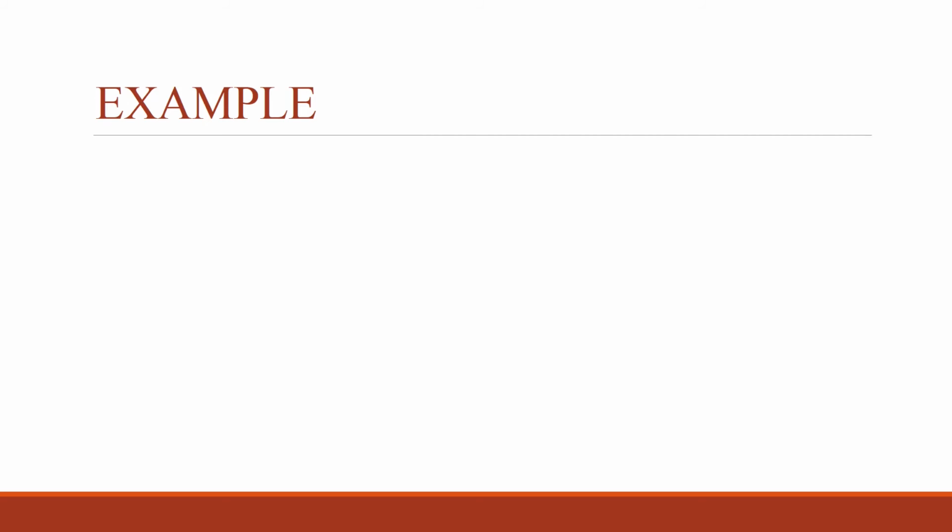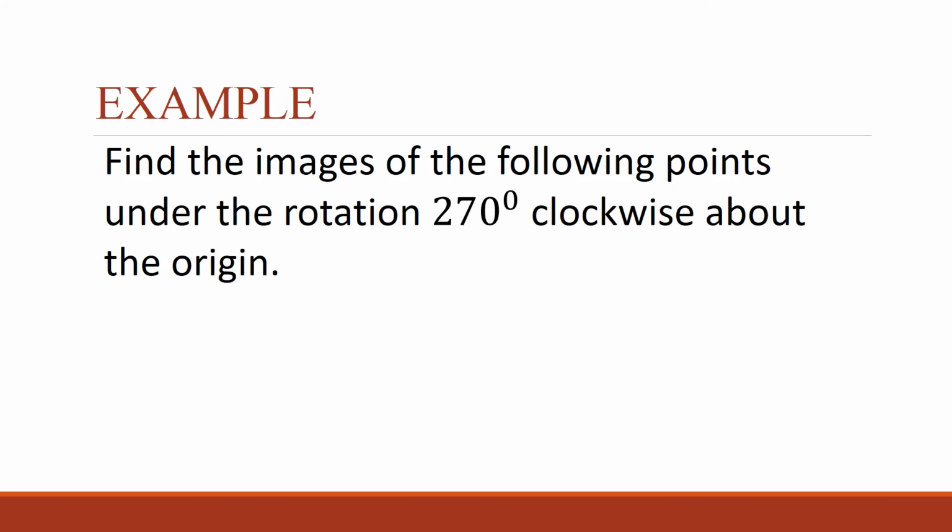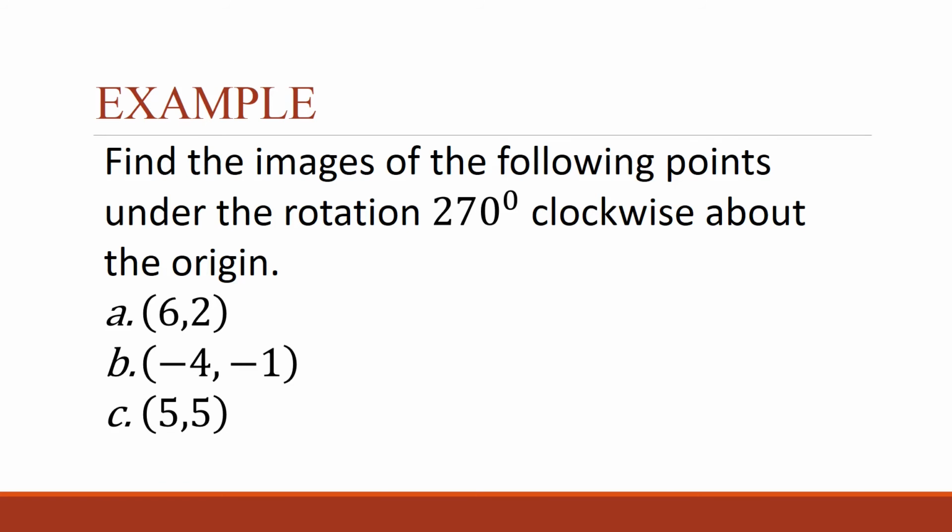Now let's look at an example. In this example, you have to find the images of the following points under the rotation 270 degrees clockwise about the origin. Remember, 270 degrees clockwise is also interpreted as 90 degrees anticlockwise. The points are A (6, 2), B (-4, -1), C (5, 5), and D (1, -3).